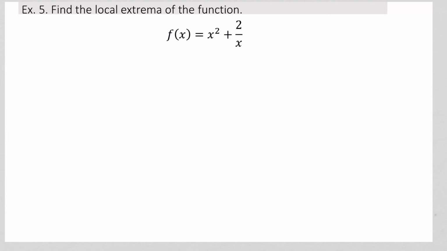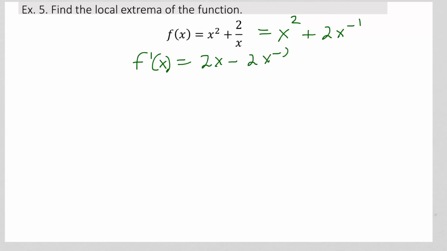So example 5 says find the local extrema of the function here. We can see we have an x in the denominator, so this is a rational function. It's not a polynomial. So we've got to take the first derivative to find our critical values. First let's write this as powers. Then we'll take the first derivative. So this is 2x minus 2 divided by x squared. We'll set that equal to 0 and solve that.